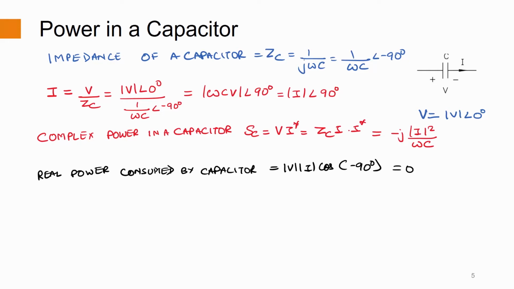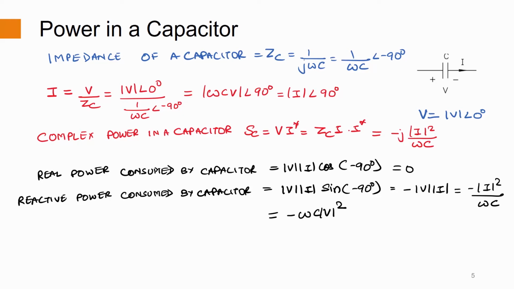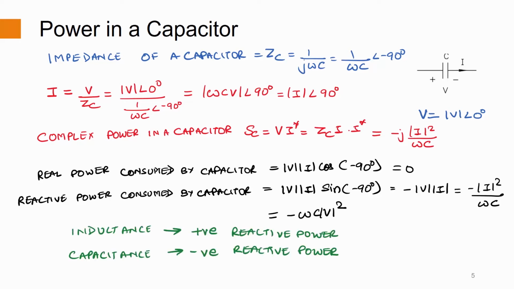The real power consumed by the capacitor is Pc, which is equal to VI cos minus 90 degrees, which is 0, and the reactive power is VI sin minus 90 degrees, which is minus VI, which is equal to minus I squared by omega C, or it is also equal to minus omega C V squared. This also tallies with our earlier derivation for the capacitor in video 1 about the real power of the capacitor being 0. We consider the inductance to have a positive reactive power, while we consider the capacitance to have a negative reactive power. Thus, for both inductor and capacitor, we can say that there is no real power but only reactive power exchange.